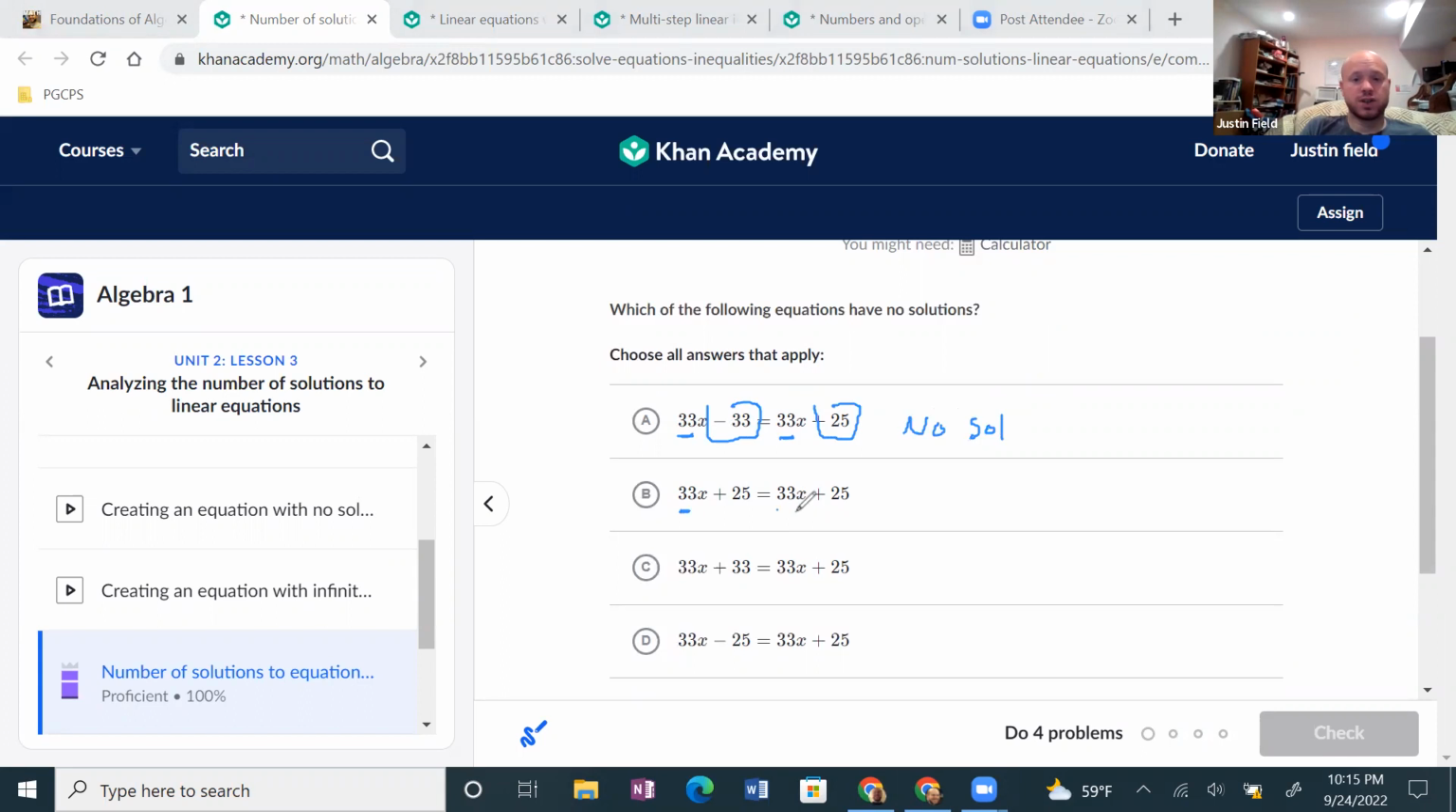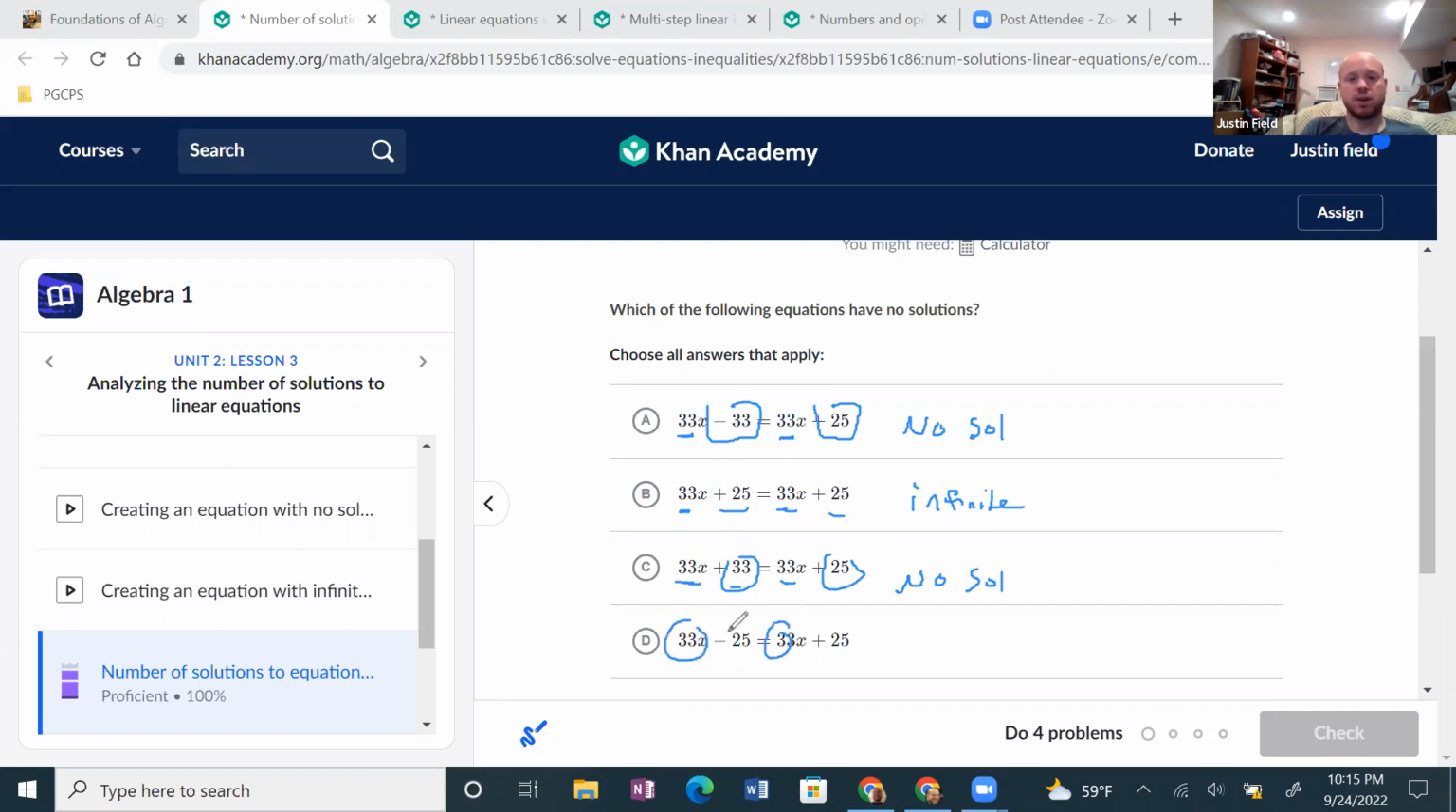Look at the coefficients, they're the same, and the constants are the same, infinite solutions. Look at the coefficients, they're the same, and the constants are different, no solutions. So your neighbor, your friend might solve the problem to figure it out, but you can see, you don't need to do that.